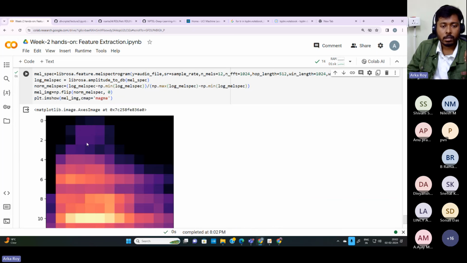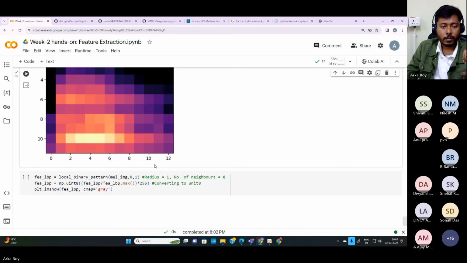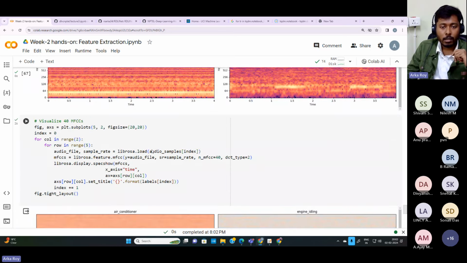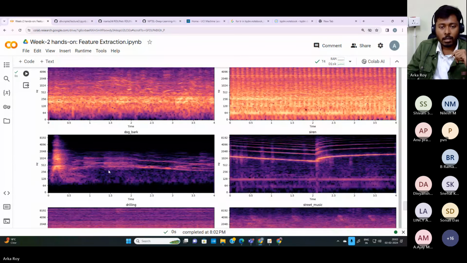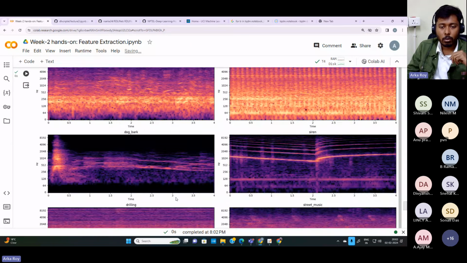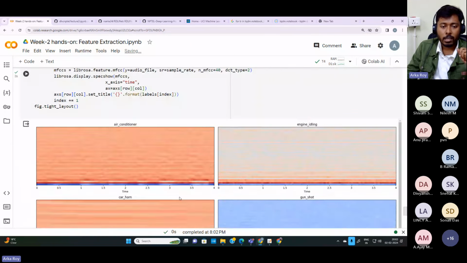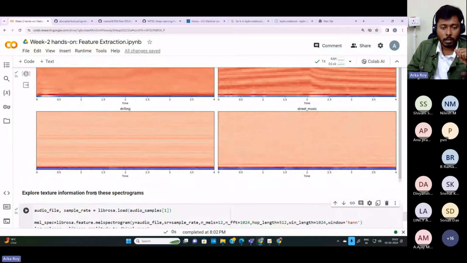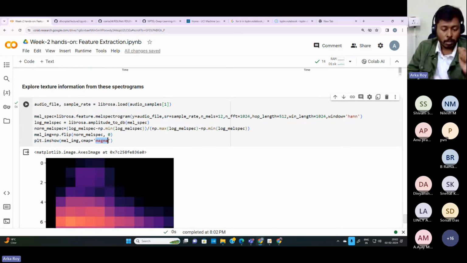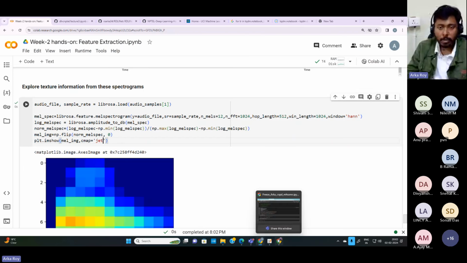This is a mel spectrogram of our audio signal. Over here, you can see these images are with different color maps. This color map is named the magma color map. For example, over here you can see the color is magma. You can change this magma to the jet color map. There are different kinds of color maps available.